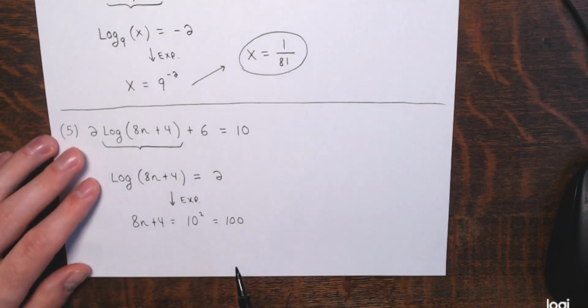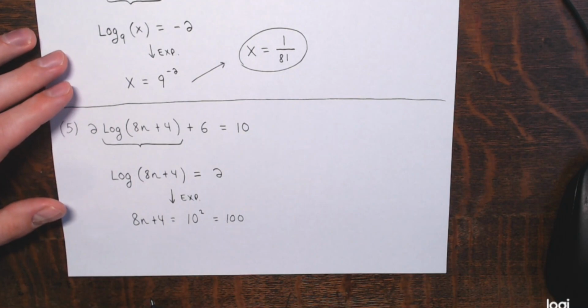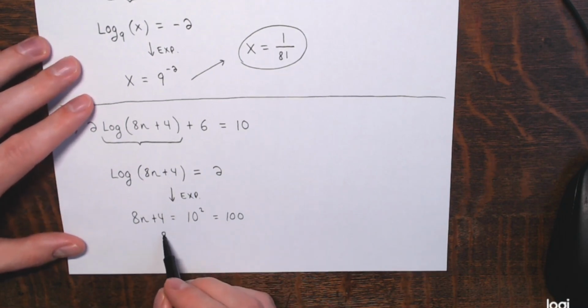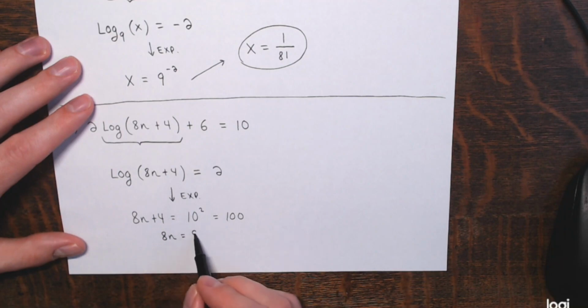Now I haven't solved for n yet. All right, first I need to subtract 4. 8n equals 96, and then divide by 8, so n equals 12. Right, there's our solution.